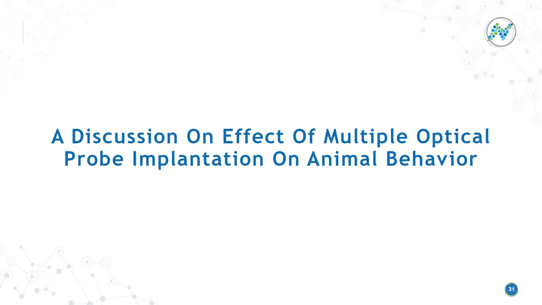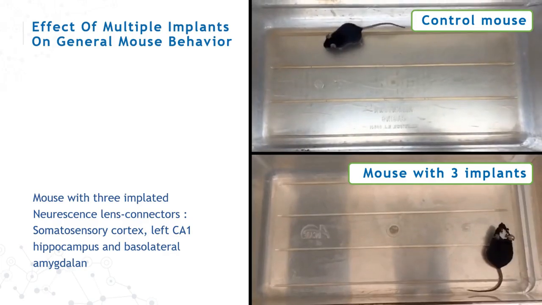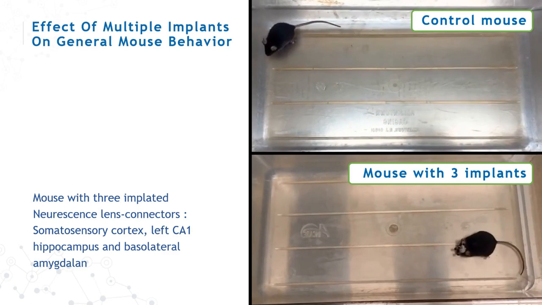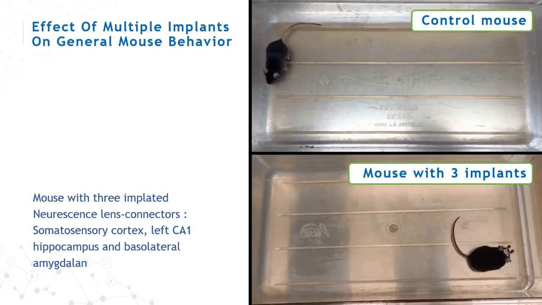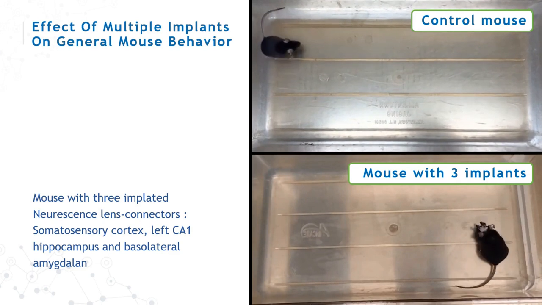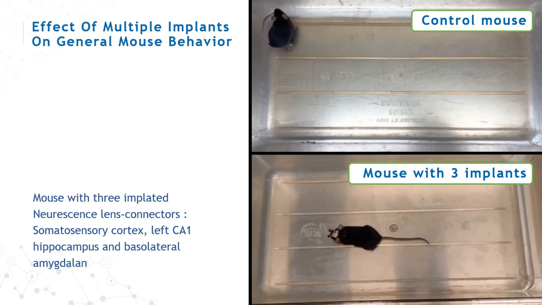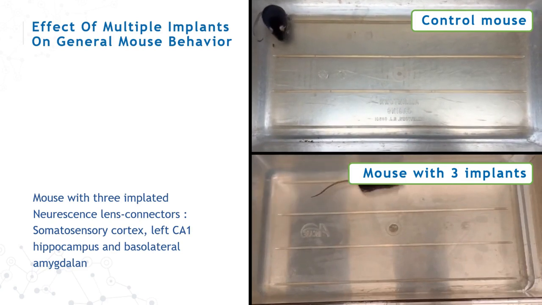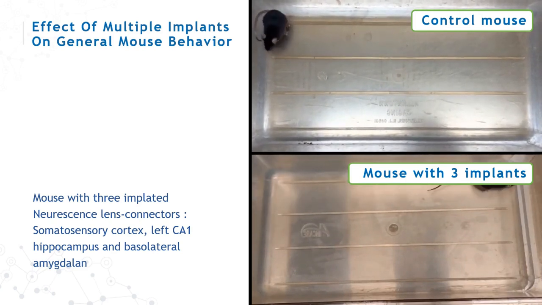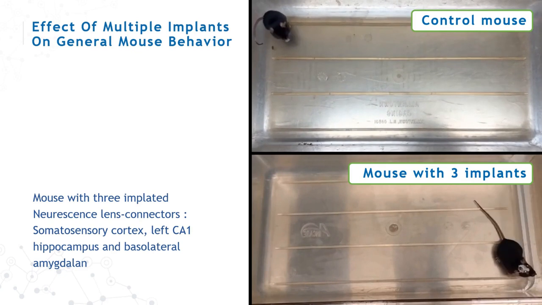Here we talk about what happens if multiple probes are implanted in the same animal. Does it affect the naturalistic or general behavior of the animal? Here is a control mouse in the upper right-hand corner, and in the lower right-hand corner is a mouse with 3 implants. The mouse is implanted in the somatosensory cortex, the left CA1 hippocampus and the basolateral amygdala. You can see that the animal can comfortably walk around. These lens connectors are very small.